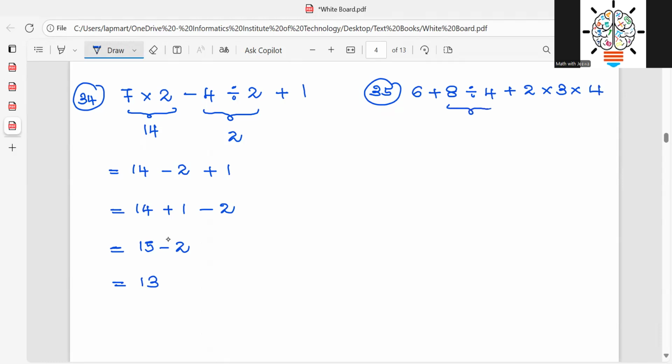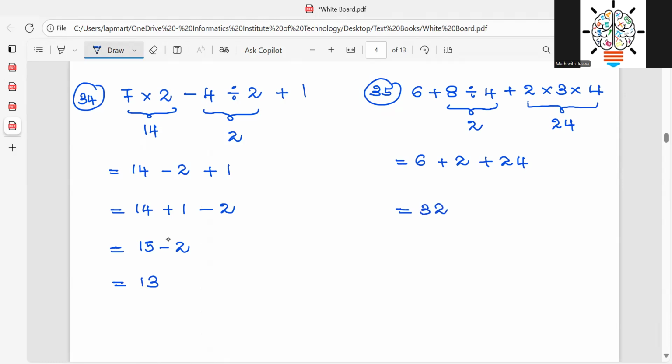8 divided by 4, it is 2. 2 times 3, 6. 6 times 4, 24. So then I rewrite this: 6 plus 2 plus 24. 6 plus 2, 8. 8 plus 24, 32.